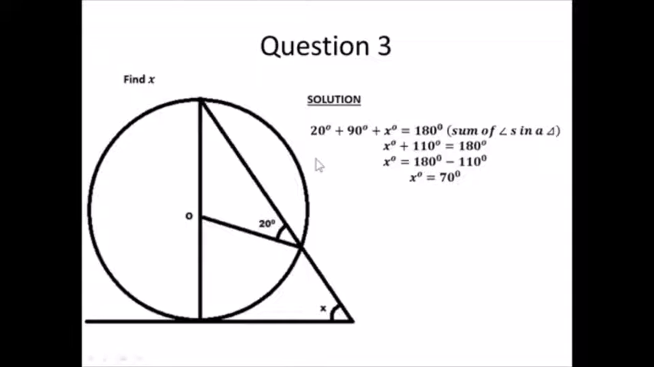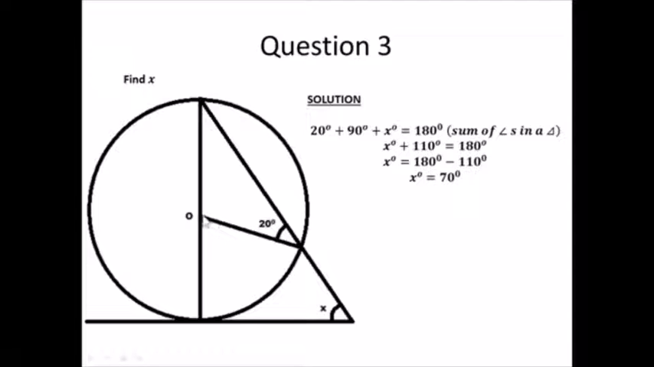Then if you look at this question, you have to find X, given this angle to be 20 degrees. From this line to the center here is a radius, and from here to here is also a radius. That makes this small triangle an isosceles triangle as well, and the base angles of an isosceles triangle are equal. This angle here is also equal to this angle here, so this angle here is 20 degrees.